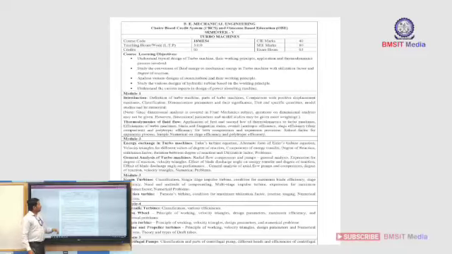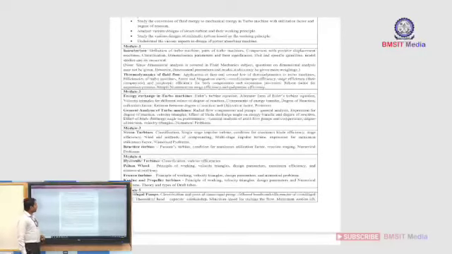Before going into detail about the Turbo Machine course, we will see the syllabus. The syllabus of the Turbo Machine course is as this. It will have 5 modules. In each module, we'll have 2 chapters. In the first module, the first chapter tells about the introduction of turbo machines.